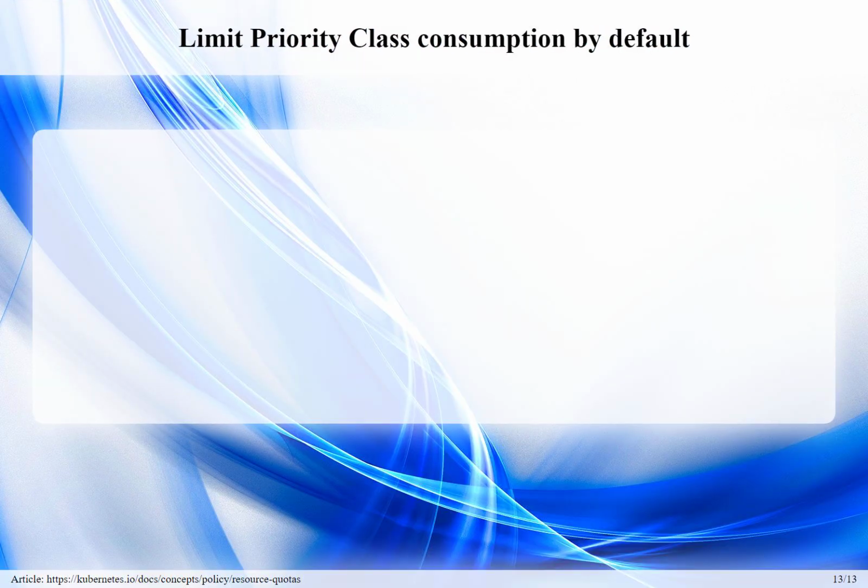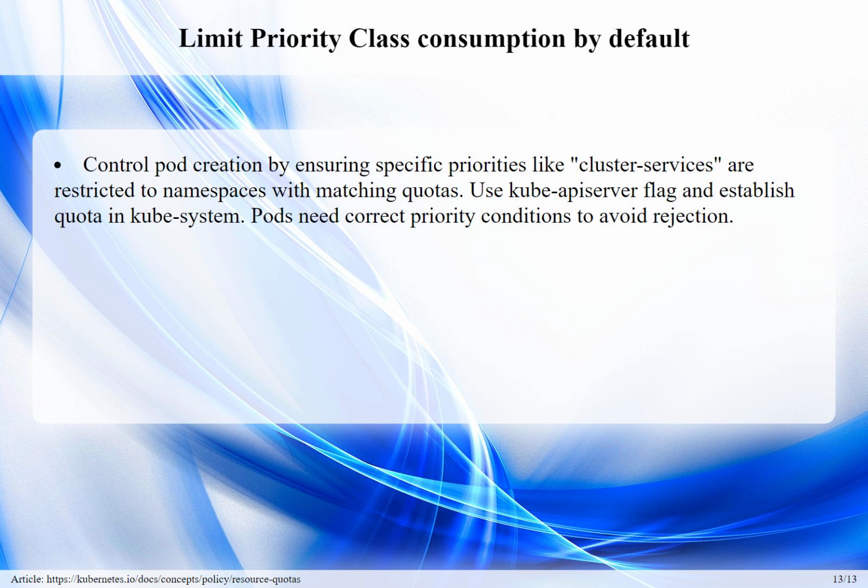Limit priority class consumption by default. To control usage of certain high-priority classes within a Kubernetes cluster, operators can implement a mechanism where pods at a specific priority, such as system-cluster-critical, are only permitted in a namespace that possesses a corresponding quota object. This restricts access to high-priority classes across namespaces by default.